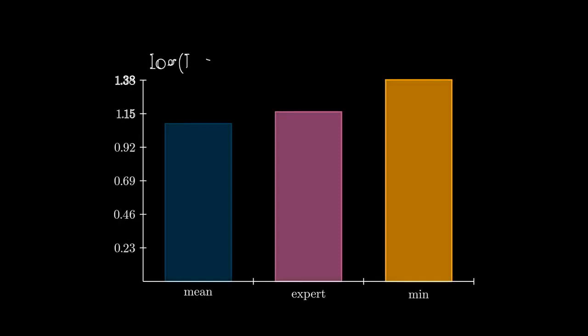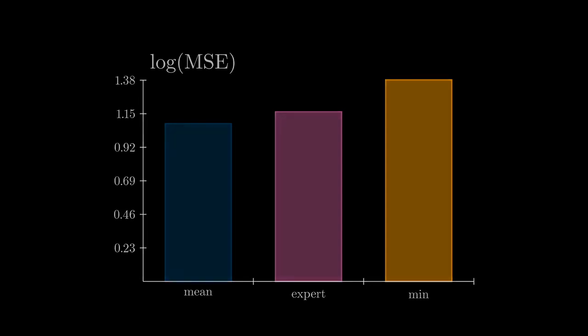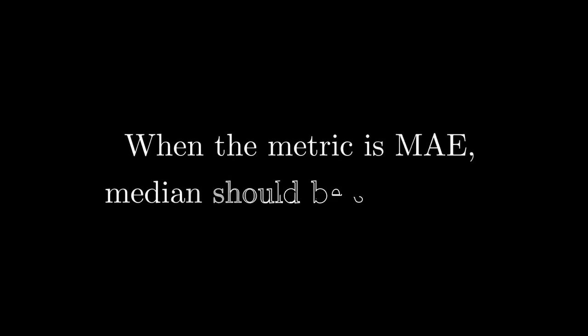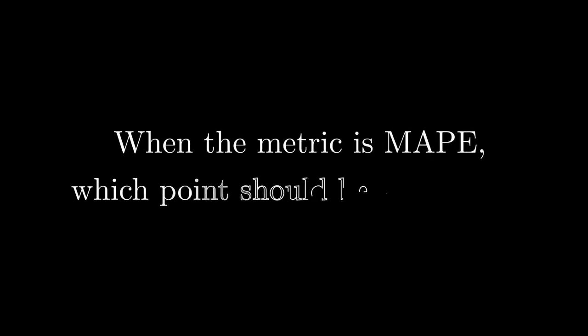She will lose to the naive forecaster who submits the average training value as a uniform forecast across all test days. So, what we learned from this and the previous episode is that when the metric is mean squared error, the expert has to submit the expected values of the inferred distributions. When the metric is mean absolute error, she has to submit the medians of those distributions. In the next episode, we will discuss what she should submit when the metric is mean absolute percentage error.